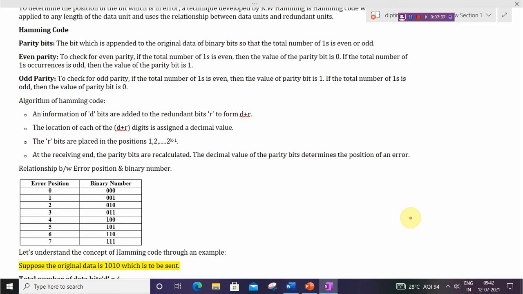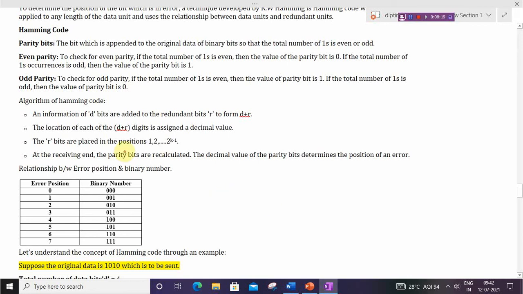The location of each of the D plus R digits is assigned a decimal value, and the R bits are placed in the positions 2 to the power k minus 1. Means the redundant bit positions are in the form of 2 to the power 0, 2 to the power 1, 2 to the power 2. Means the first redundant bit is at position 1, 2 to the power 0. Then 2 to the power 1 means 2, at position 2. Then 2 to the power 2 means 4, at position 4. The redundant bit positions are 1, 2, 4, 8.